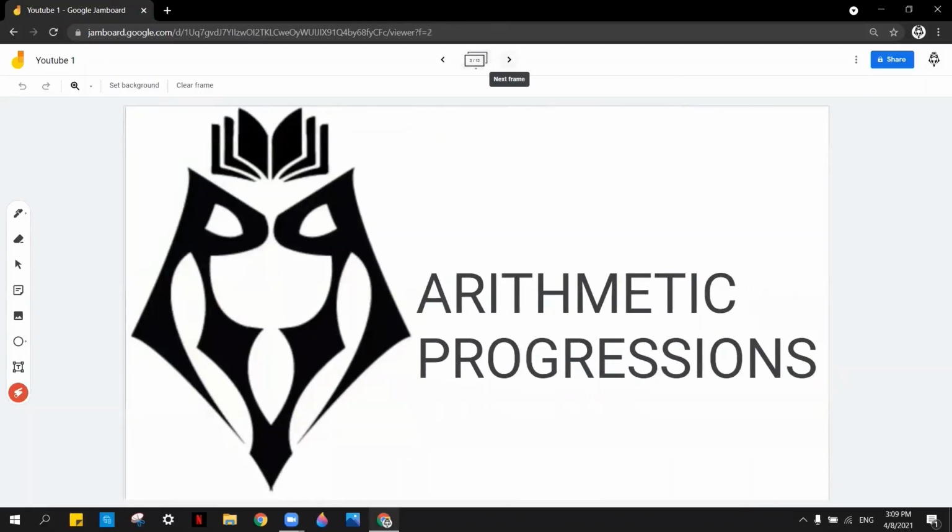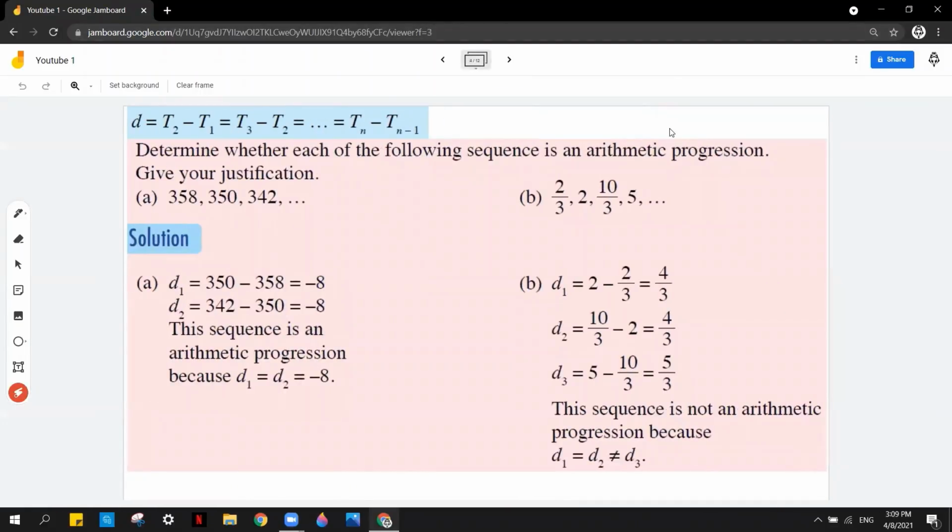So arithmetic progression. How is arithmetic progression done? First of all, I want you guys to understand that arithmetic progression is all about the summation or the differences between two different terms. Usually they will look at D. D is your difference, or they know it as the common difference. If you can see here, we need to understand how it works. This is the formula given for us.